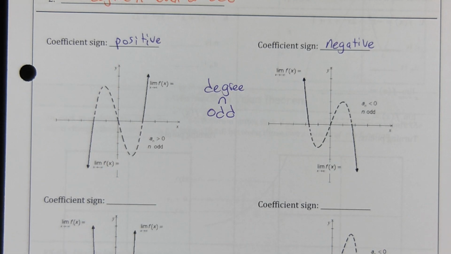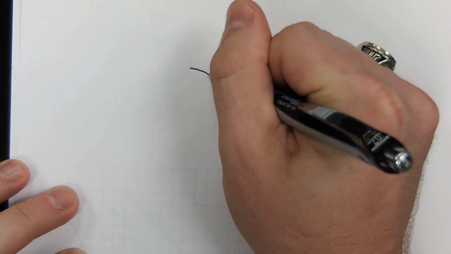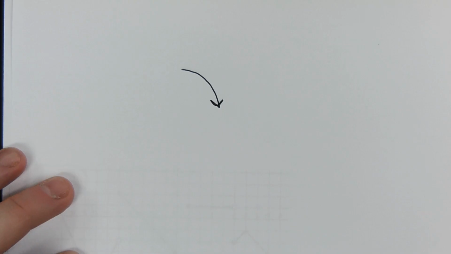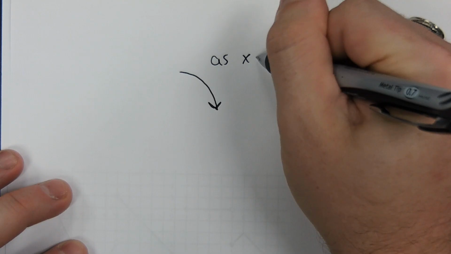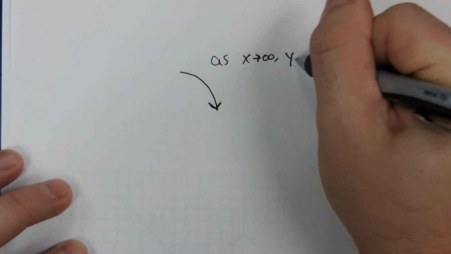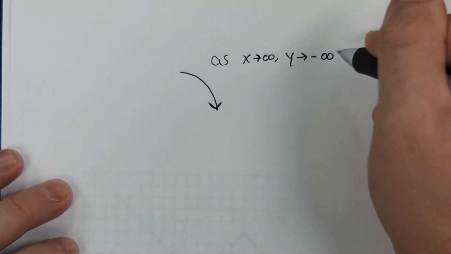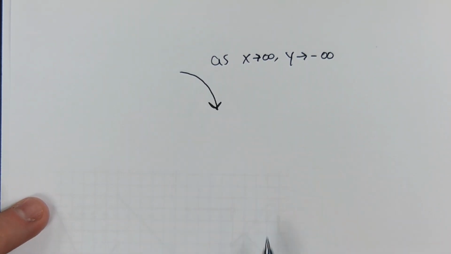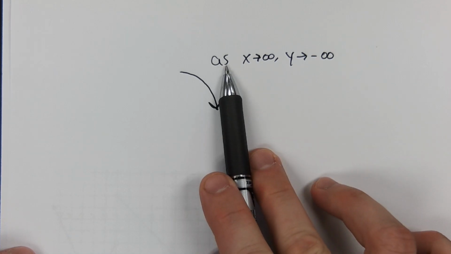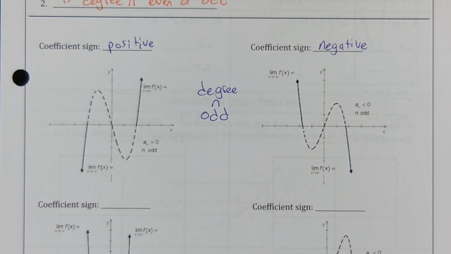In Algebra 2, you used symbols like this. You don't have to write this. Let's say this goes right and down. In Algebra 2, you would have written: as x goes to positive infinity, y goes to negative infinity. As I go right, I go down. That's what that says. We have a better way of writing that. It's more specific and more compact, and it doesn't use words. We call it limit notation.